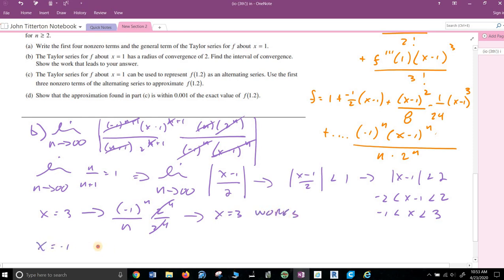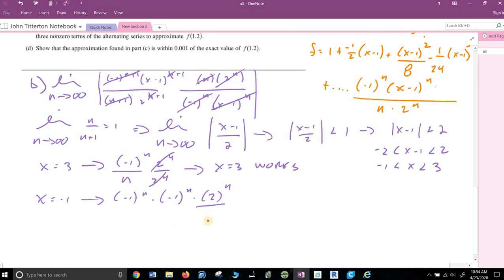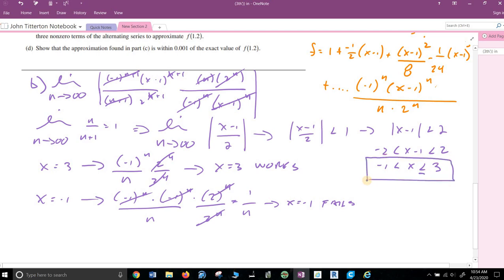X equals negative 1. I get negative 1 to the n times negative 1 to the n, 2 to the n. Where did that come from? Well, plug in negative 1 up here. You get negative 1 minus 1. Negative 2 to the n. Break that up. 2 to the n, negative 1 to the n. Negative 1 to the n times negative 1 to the n gives us 1 to the n. X equals negative 1 fails. So we come back here, we put that there, and then I'll box it. That's my interval of convergence.